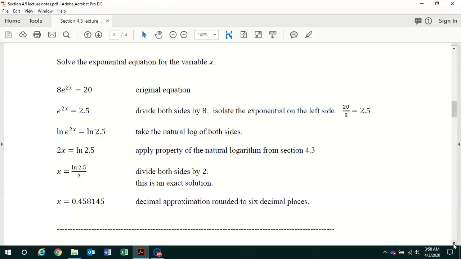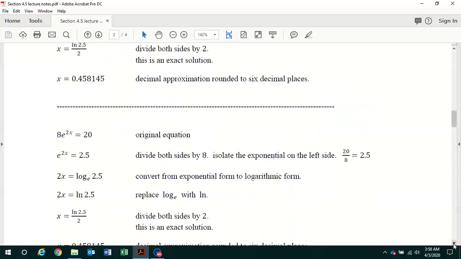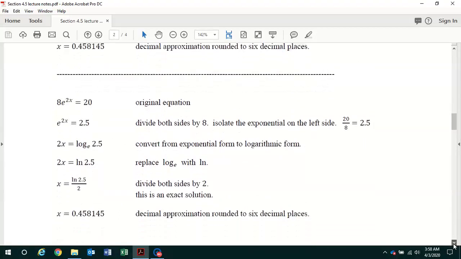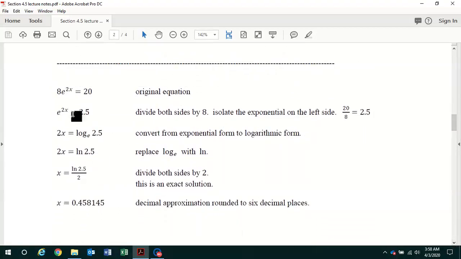All right, so this is one way of solving this problem. I'm going to show you a second way of solving this problem, and you can always choose the method that works for you. So again, we have the same original equation, 8 times e to the 2x is equal to 20, and again we want to isolate the exponential on the left side. So we divide both sides by 8, right, because that's 8 times e to the 2x. So we divide both sides by 8, and we get e to the 2x is equal to 2.5.